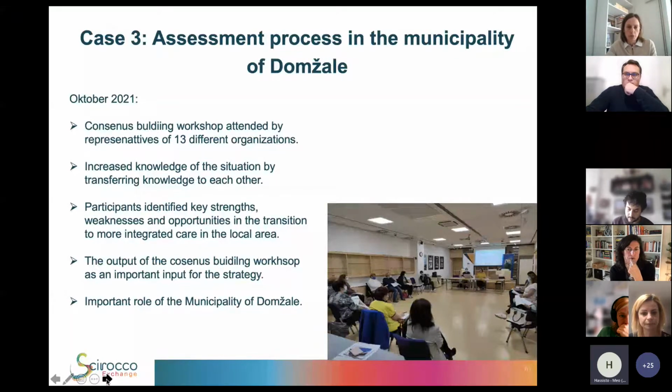And we should also emphasize that the active engagement of the municipality in the whole process, as one of the participating stakeholders and also as the financer of the project, plays a very important role and also has a big impact on all other stakeholders' engagement. We can move the slide.